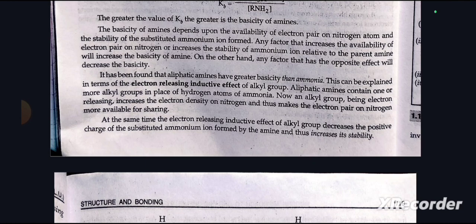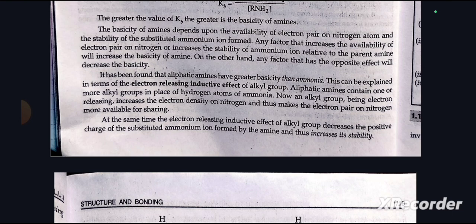The basicity of amines depends upon the availability of electron pairs on nitrogen atoms and the stability of the substituted ammonium ions formed. Any factor that increases the availability of electron pair on nitrogen or increases the stability of ammonium ion relative to the parent amine will increase the basicity of amine. On the other hand, any factor that has the opposite effect decreases the basicity. It has been found that aliphatic amines have greater basicity than ammonia. It can be explained in terms of the electron releasing inductive effect of alkyl group. Aliphatic amines contain one or more alkyl groups in place of hydrogen atoms of ammonia.